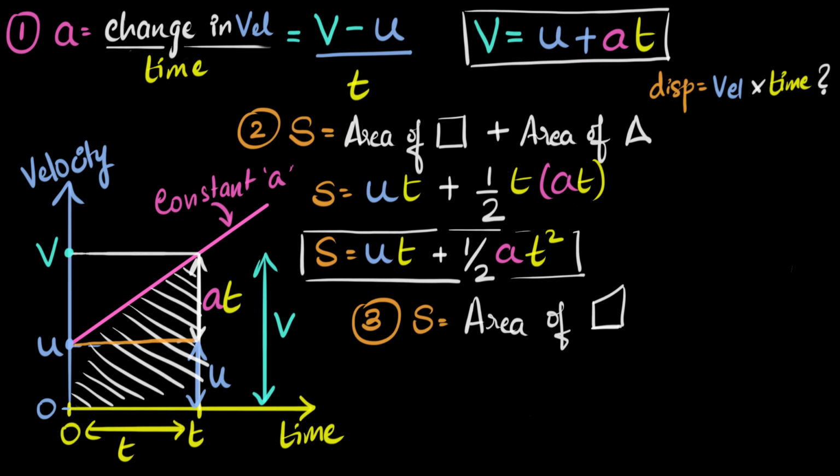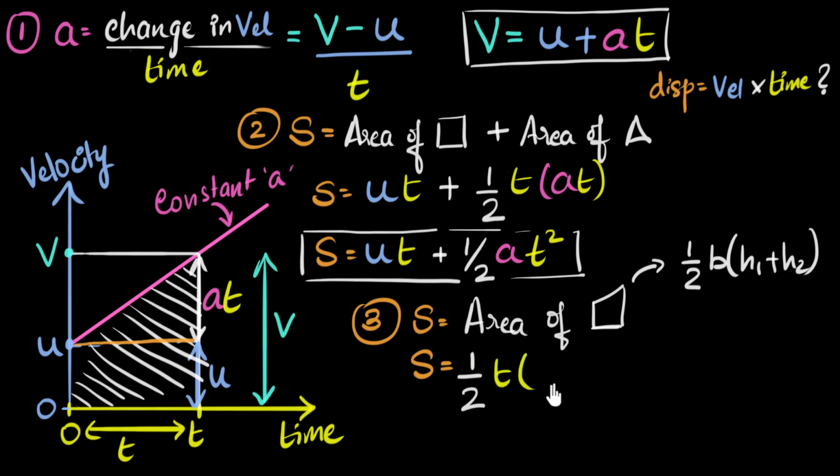So do you remember what the area of the trapezium is? We calculate the area of a trapezium in general as half into base into the sum of the two parallel heights. So let's do that. Let's see what we get. And you'll see why I'm doing it this way. So it's going to be half into base, which is time T, into the sum of the two parallel heights. These are the two parallel sides. So it's going to be U plus V.